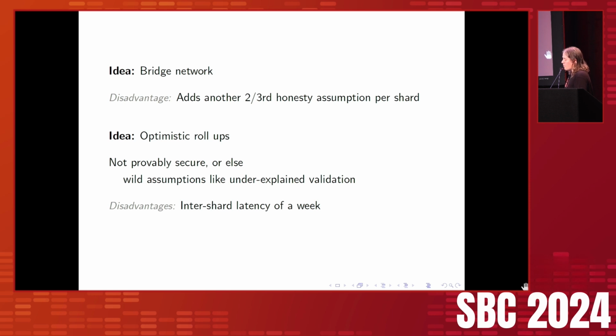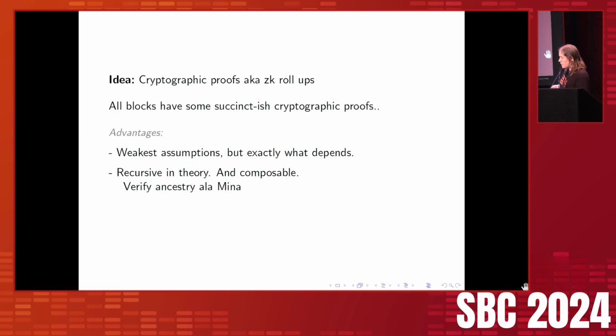Another one is these optimistic rollups. Generally, these things are not provably secure, or if somebody does manage to do a security proof, it will probably involve a lot of wild assumptions, like not explaining why validations are happening. Because they have this problem, they generally have some kind of inter-shard latency of like a week, or at least the current big ones do. So that's also kind of shitty. You don't want your sharded database to need a week of latency between shards.